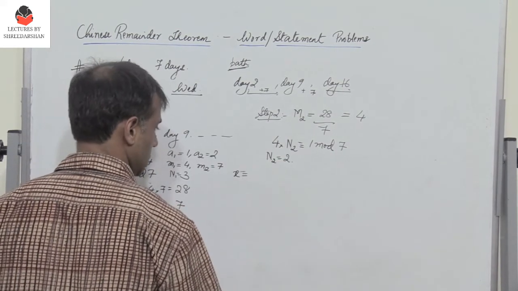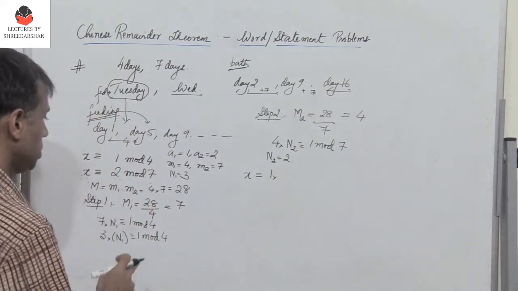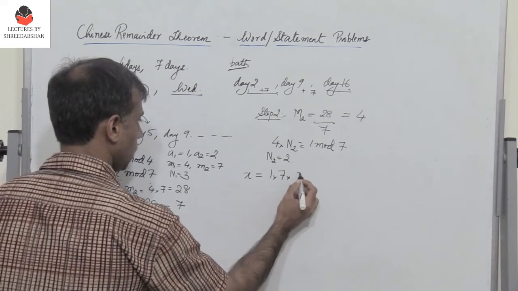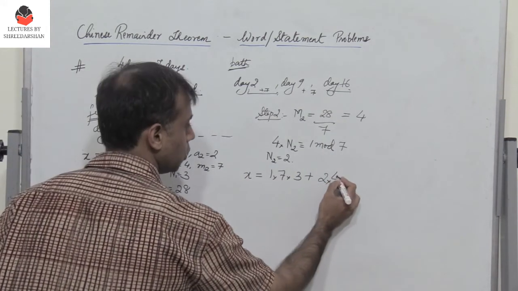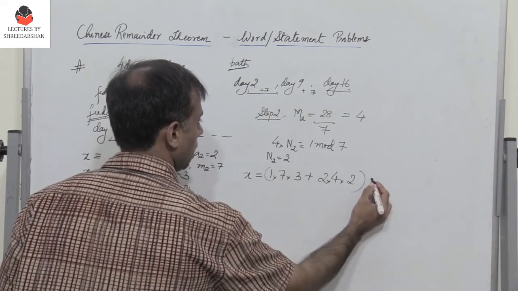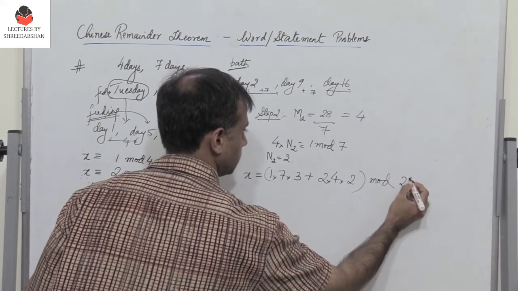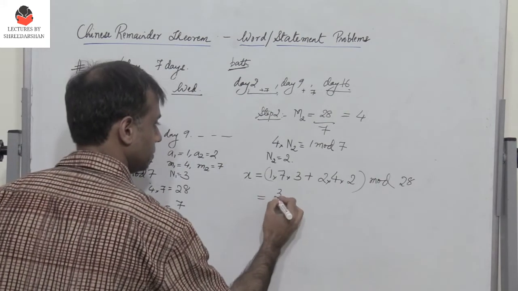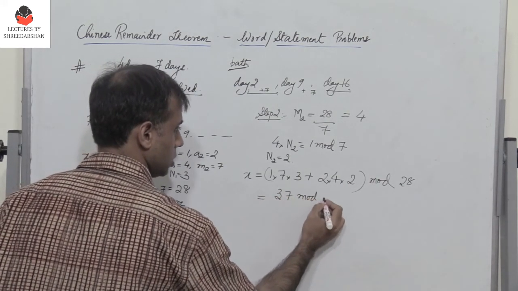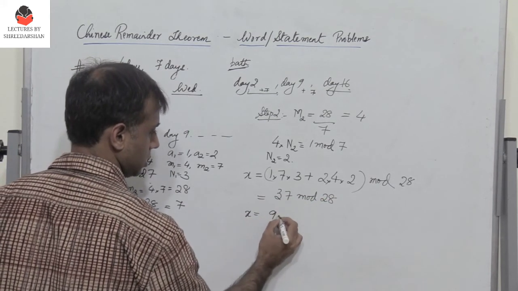What is x? X is equal to a1 into M1 into N1, which is 1 into 7 into 3, plus a2 into M2 into N2, which is 2 into 4 into 2, operating in mod M, which is 28. So what do we get as the answer? We get the answer as 37 in mod 28. So what is 37 in mod 28? It is nothing but 9 in mod 28.